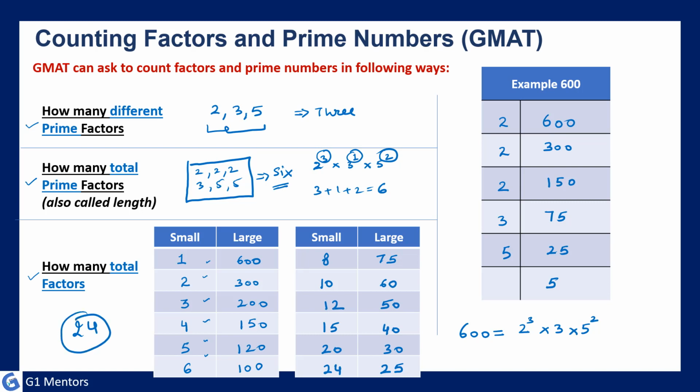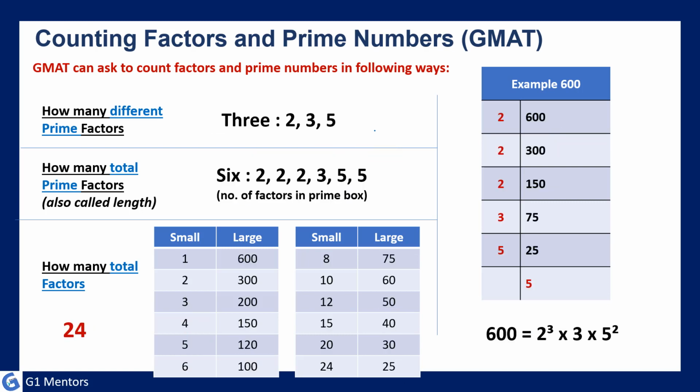So what are those 24 factors? 1, 2, 3, 4, 5, 6, 8, 10, 12, 15, 20, 24, 600, 300, 200, 150, 120, 100, 75, 60, 50, 40, 30 and 25. To summarize, how many different prime factors are there of 600? 3: 2, 3, 5. How many total prime factors are there? 6. And how many total factors are there? 24. However, it took a lot of time to do the factor pairs of 600. And we studied that we use factor pairs only for numbers up to 100.